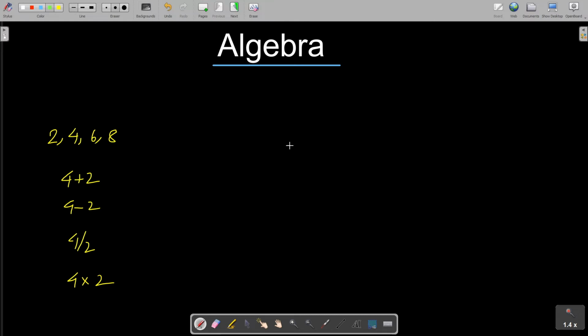In algebra, we have something called variables. You must have seen them like this: A, B, C, X, Y, Z. Now, why are they called variables? These letters do not have a specific value. In some questions, the value of A can be 2. In another question, it can be 100. Since its value keeps varying, these letters are called variables.